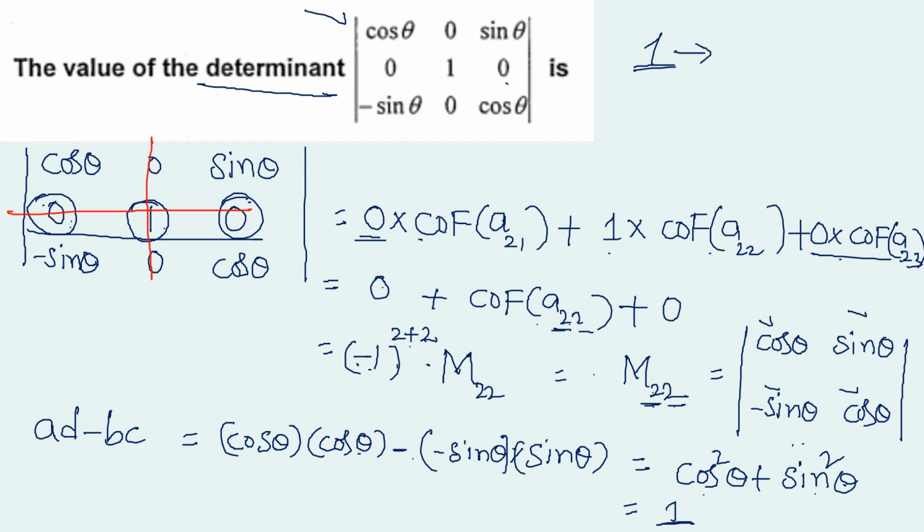It is an orthogonal matrix, because for orthogonal matrices the determinant is either plus or minus 1. You will get a determinant of plus or minus 1. Here it turned out to be plus 1.